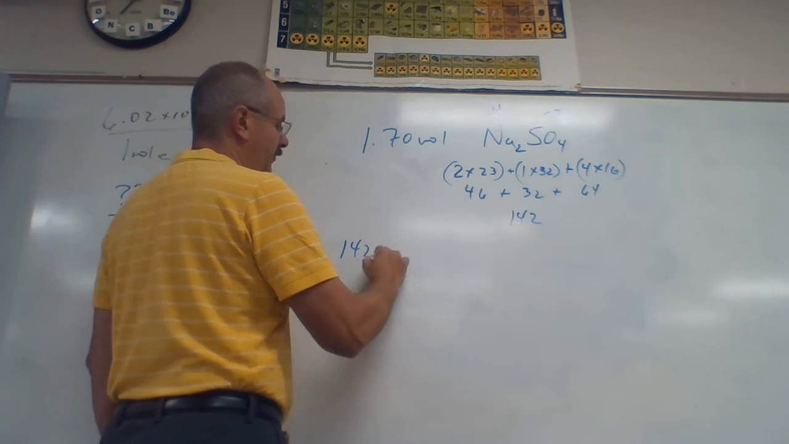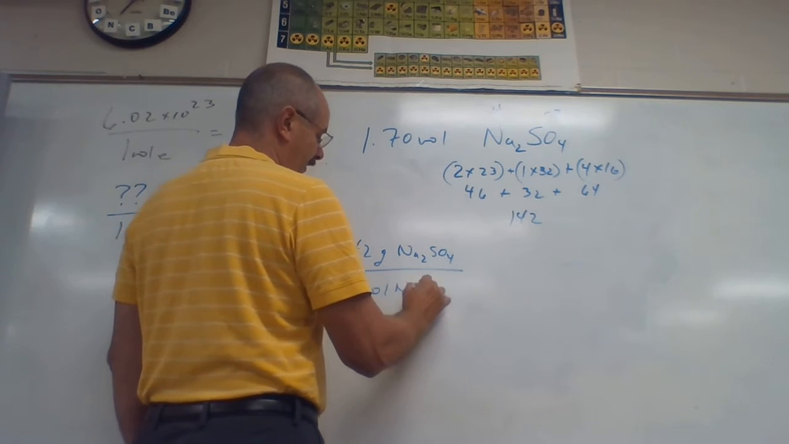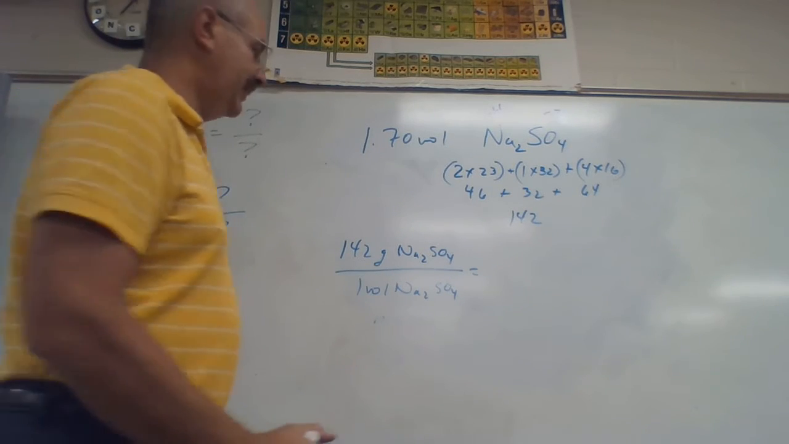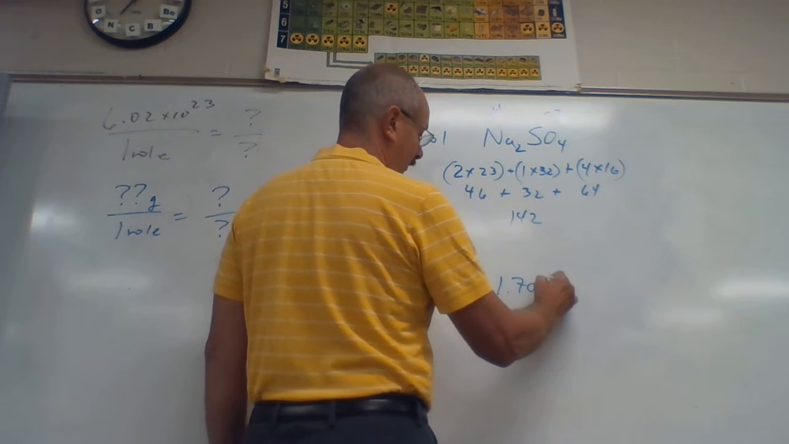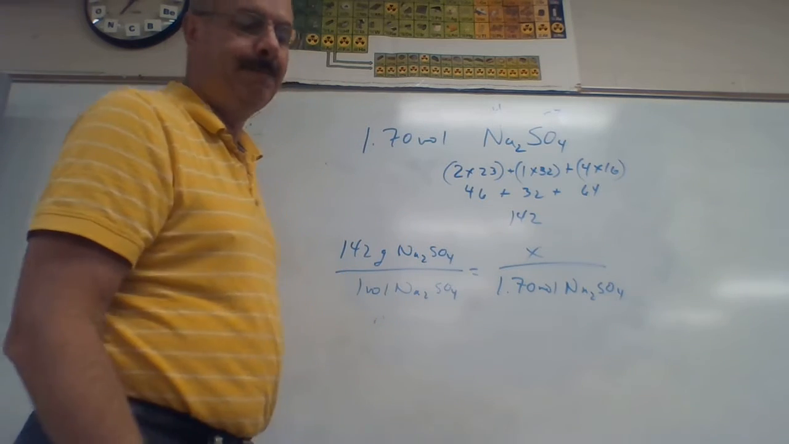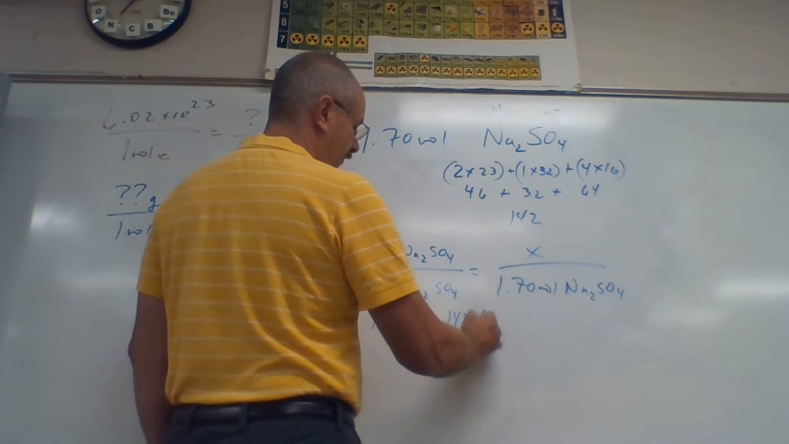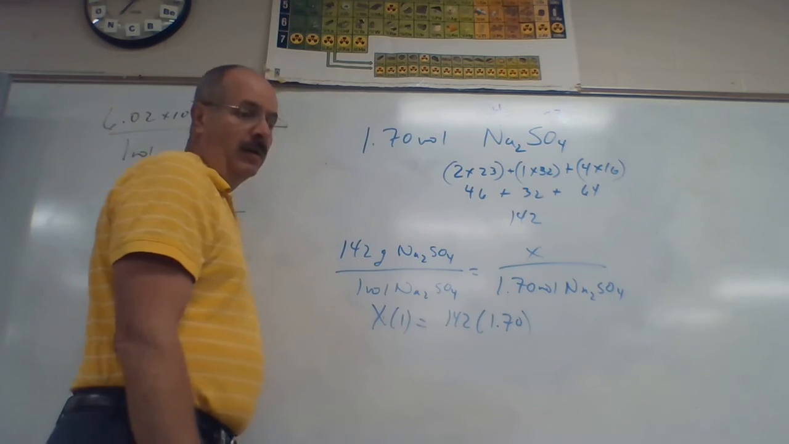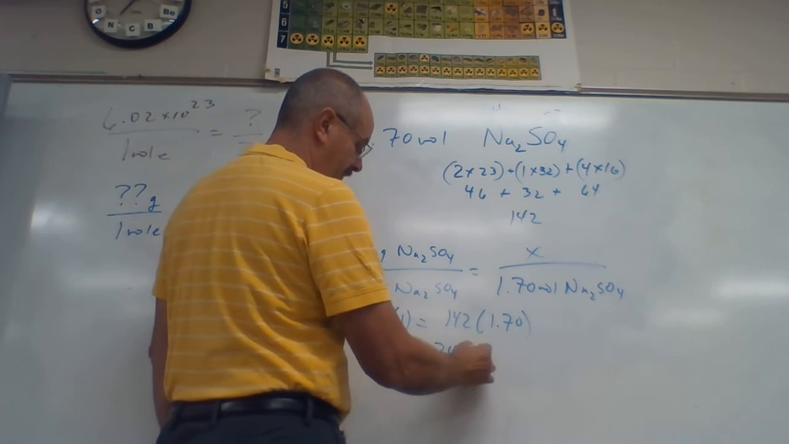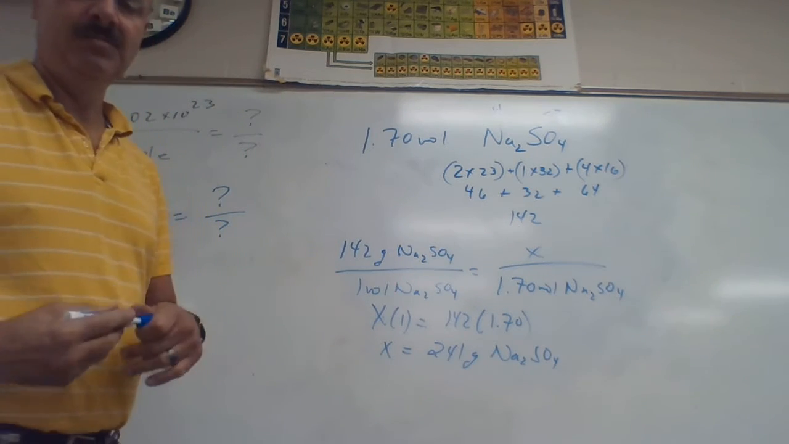So 142, that's grams of Na2SO4 per 1 mole of Na2SO4. But then, actually I have more than 1 mole. I got 1.70 moles of Na2SO4, and we're going to try and find out X grams of that. Let's cross multiply: X times 1 equals 142 times 1.7, almost 2 of them. Multiply that out and you get X equals 241 grams of Na2SO4. So there's my answer for that one.